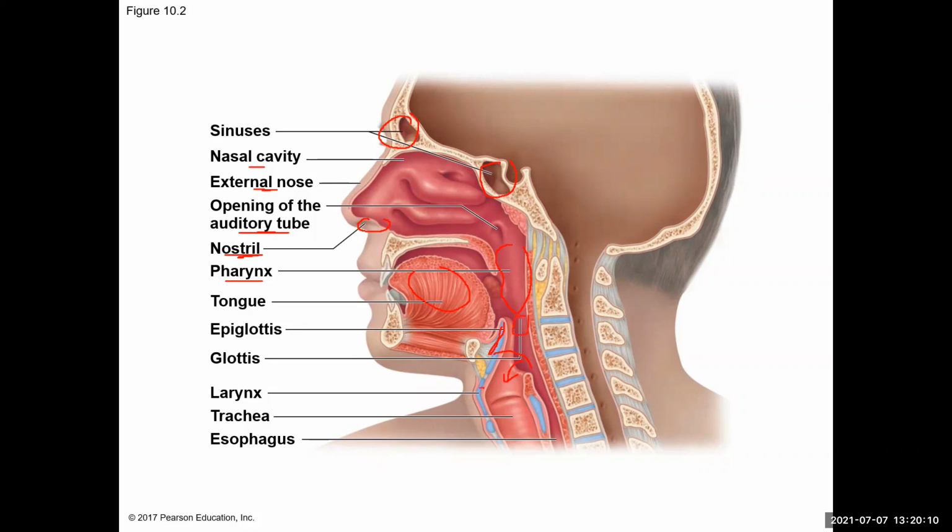And then you have your larynx, you have your trachea below that, and then this structure behind, which we'll learn about when we talk about the digestive system, is the esophagus. So that's where the food and the liquid travels into our digestive tract. Okay? So you want to know all these structures for the upper respiratory system.